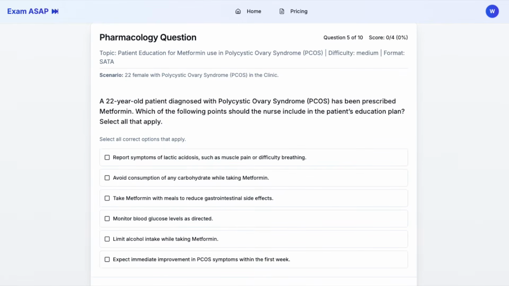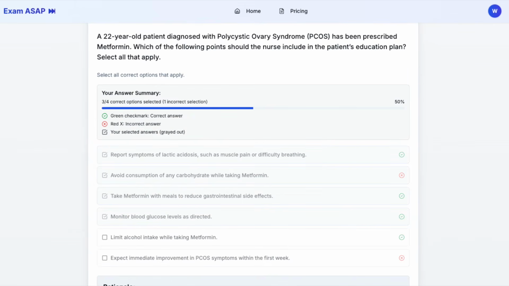Next, a 22-year-old patient diagnosed with polycystic ovary syndrome, PCOS, has been prescribed metformin. Which of the following points should the nurse include in the patient's education plan? Select all that apply. The answers are: report symptoms of lactic acidosis, such as muscle pain or difficulty breathing, take metformin with meals to reduce gastrointestinal side effects, monitor blood glucose levels as directed, limit alcohol intake while taking metformin.